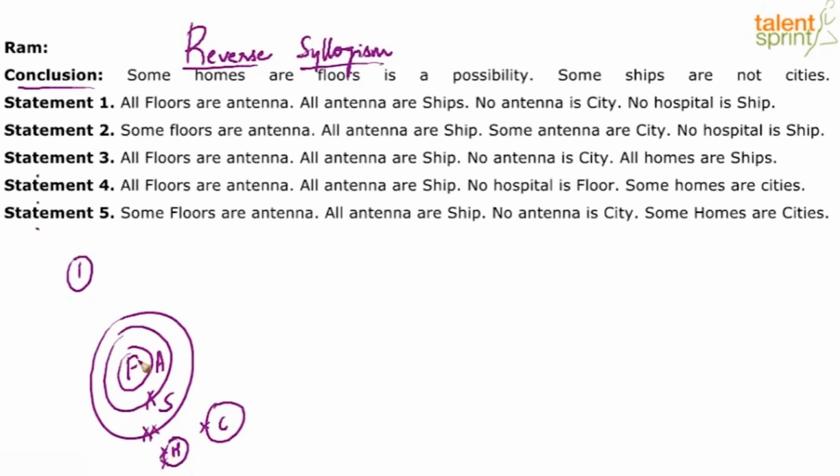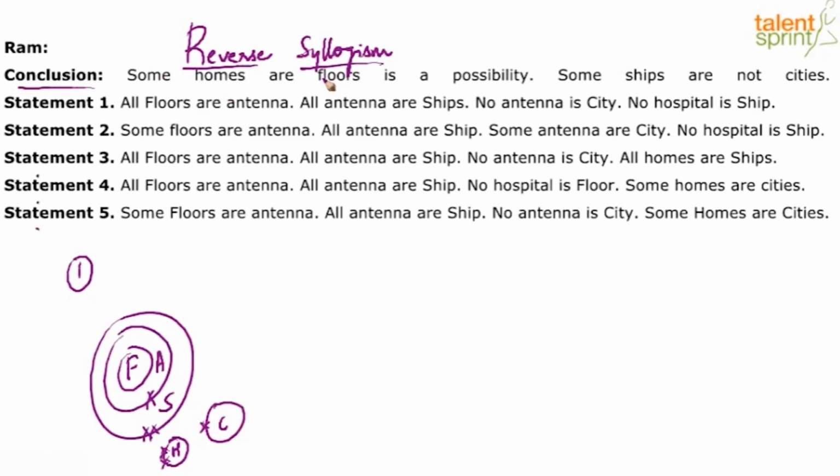You understand the basic diagram, right? All floors are antenna, all antenna are ships. No antenna is city, so antenna and city will not overlap with each other. No hospital is ship, so hospitals and ships will also not overlap with each other. A cross mark indicates these two circles will not touch each other. Now, just check whether the two conclusions given here follow the given diagram or not.